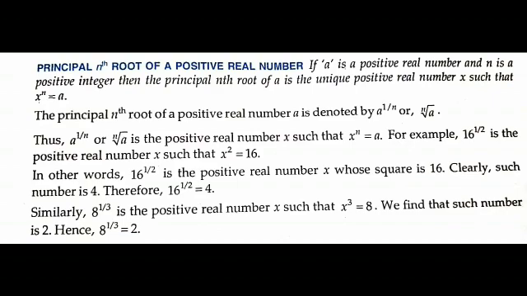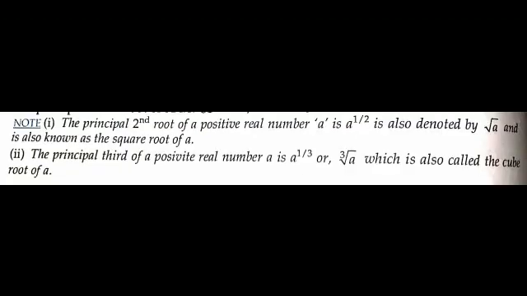Similarly, 8 to the power 1 by 3 is the positive real number x such that x cube is equal to 8. We find that such number is 2. Hence, we can write 8 to the power 1 by 3 is equal to 2. We will solve some questions based on it, but before that, we must know a few important things. And here it is.